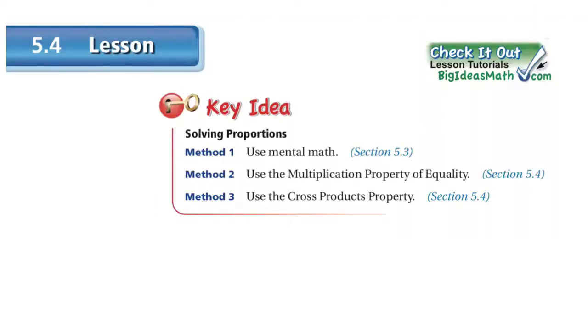Hey, this is lesson 5.4, solving proportions, and they give us three methods to solve proportions. The first one, using mental math. The second one, use the multiplication property of equality, which sounds kind of difficult, but it just means if you see what you're multiplying the bottom by, you have to multiply the top by the same thing, or vice versa. And the third way, use cross products, which is one of my favorites. Let's take a look at some examples of each of these.